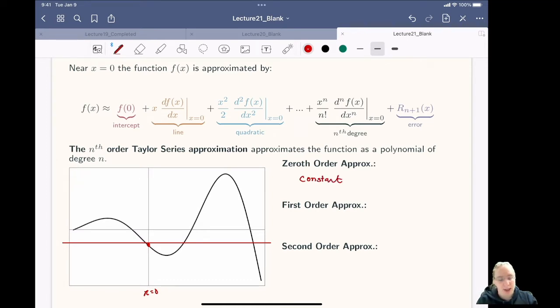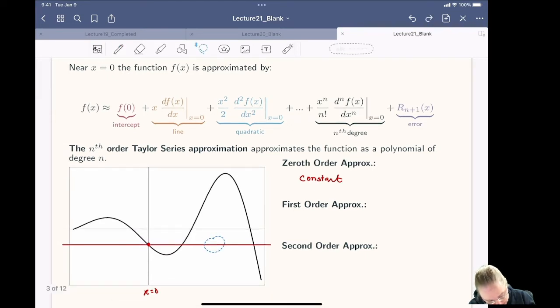That is just simply the intercept of that function. Let's move this down so it actually is the intercept there. All right, so the next way that we could approximate the function, and we're going to do this with an orange curve, is as a line. So we take our intercept and we add the slope of the function.